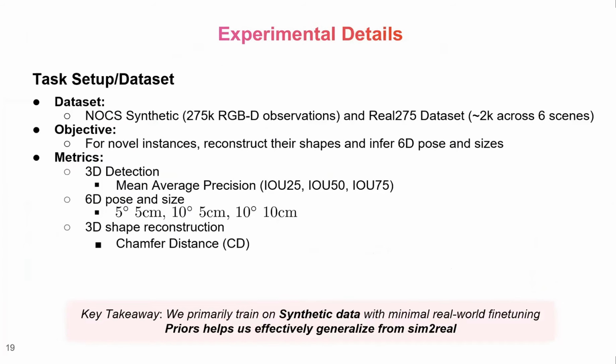So how do we test the network? Here we show the task and the dataset itself. We use the NOCS synthetic and real datasets to evaluate our approach. And we mainly test for shape reconstruction as well as the quality and accuracy of detected 6D pose and sizes. Again, the key takeaway here is that we primarily train on synthetic data with minimal real-world fine-tuning, and the 3D priors that we learn from synthetic data are actually the ones that help us generalize from sim to real.